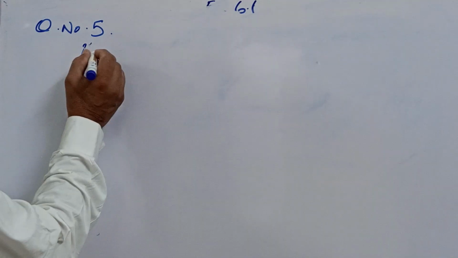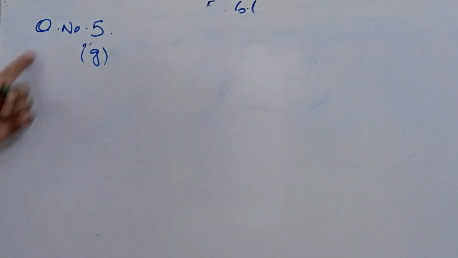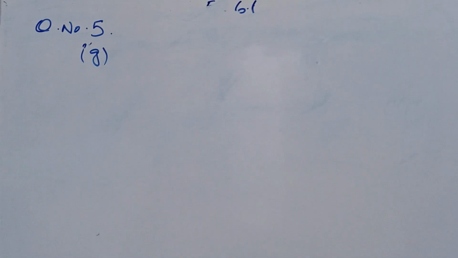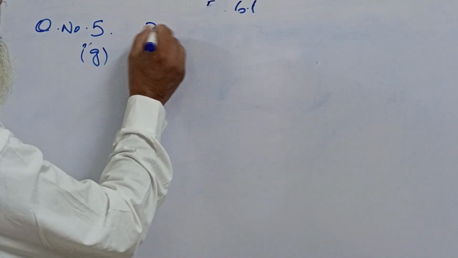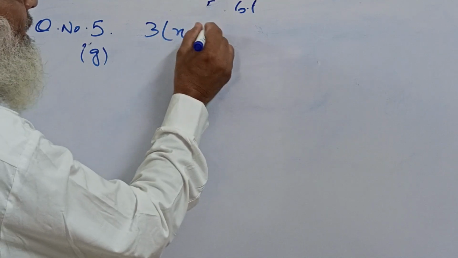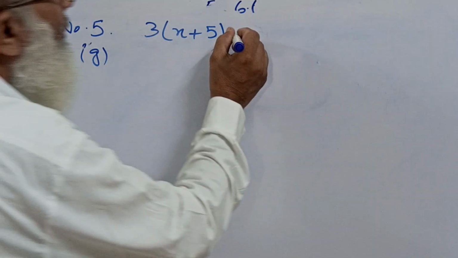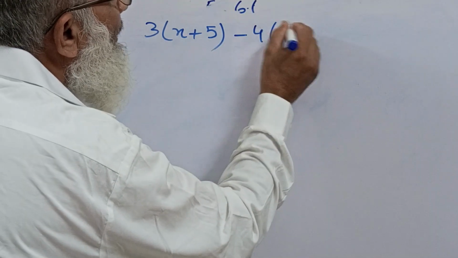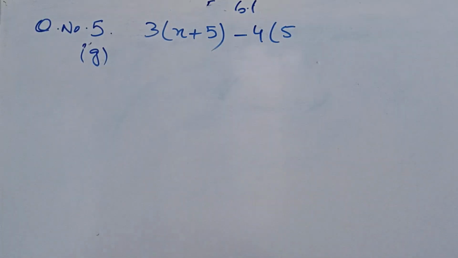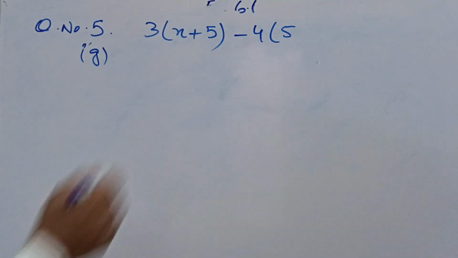Part G. Question number 5, part G. It is 3x plus 5, minus 4 times (5 minus x).